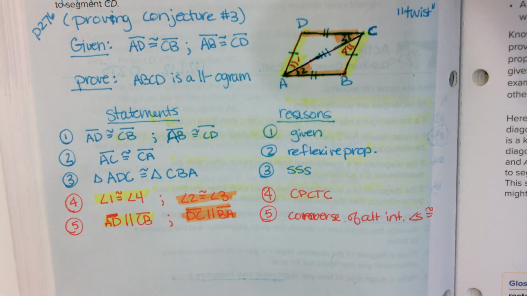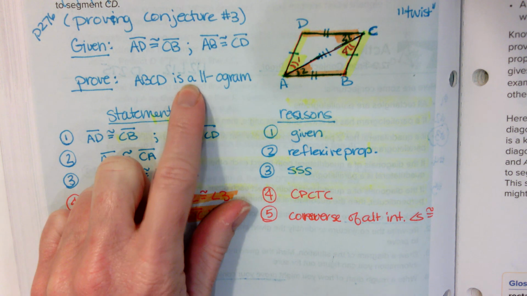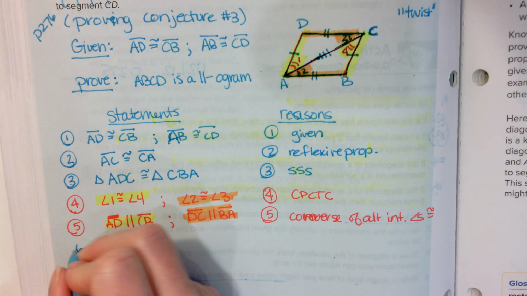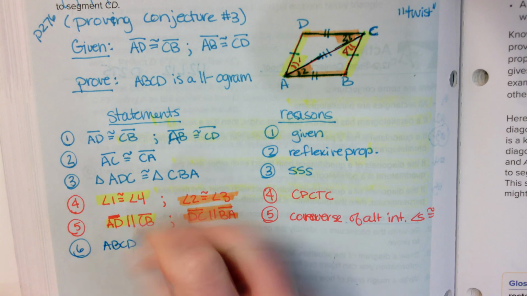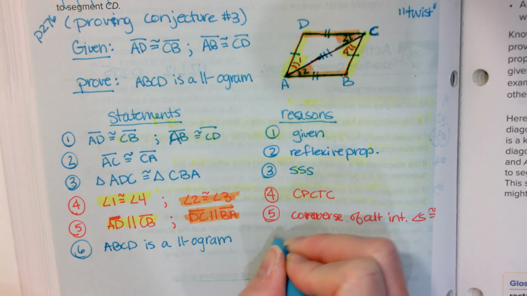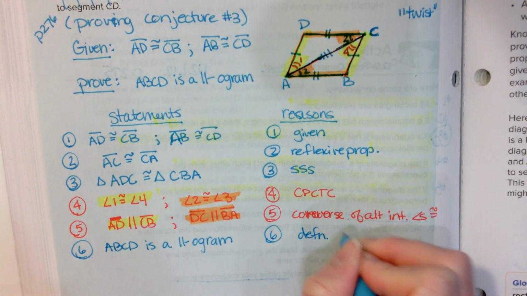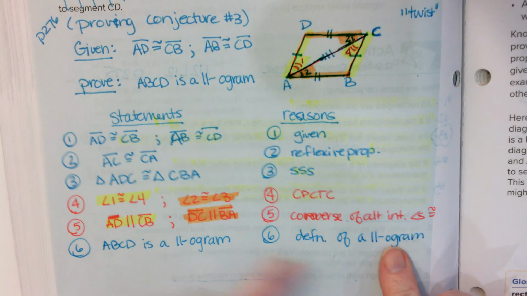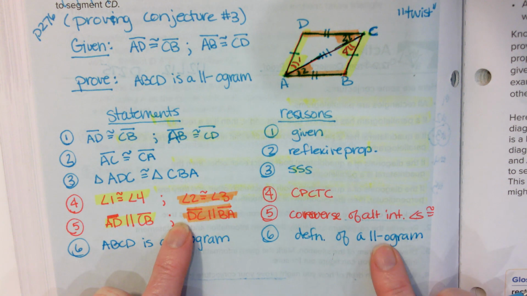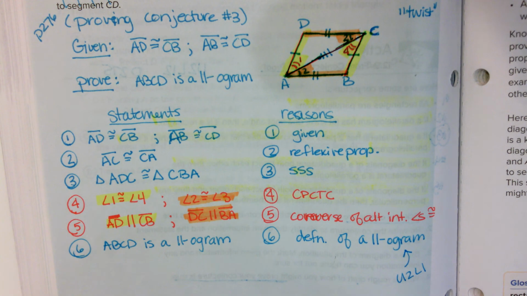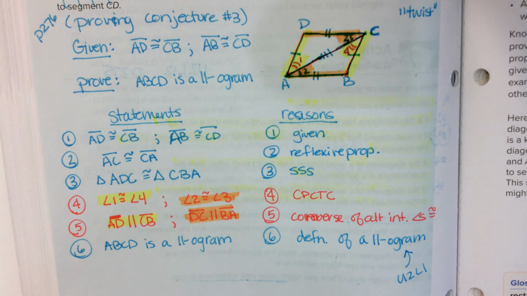And now remember the definition of a parallelogram. We define it as having opposite sides parallel. So I now can finish this proof. I can say that ABCD is a parallelogram by definition of a parallelogram, because opposite sides parallel is the definition of a parallelogram from Unit 2, Lesson 1. You just proved that in line 5. So this is a new type of proof from us today.